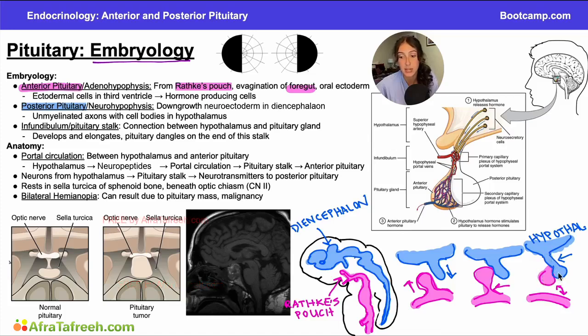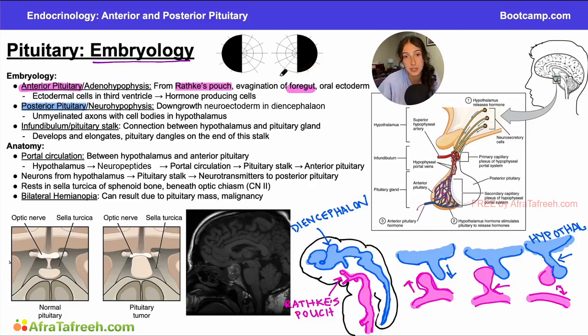See this pituitary, both the anterior and the posterior are kind of dangling off of this pituitary stalk, and that is going to be the final form of the pituitary, completely separate from Rathke's pouch, but still attached by the posterior pituitary and the pituitary stalk to the hypothalamus.